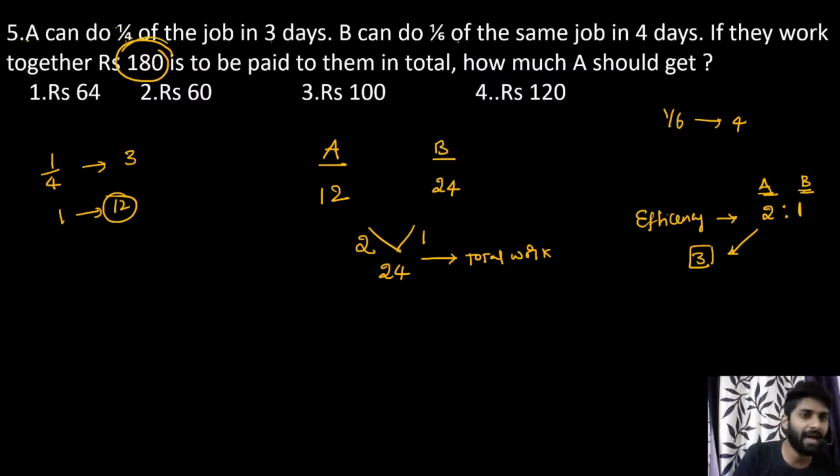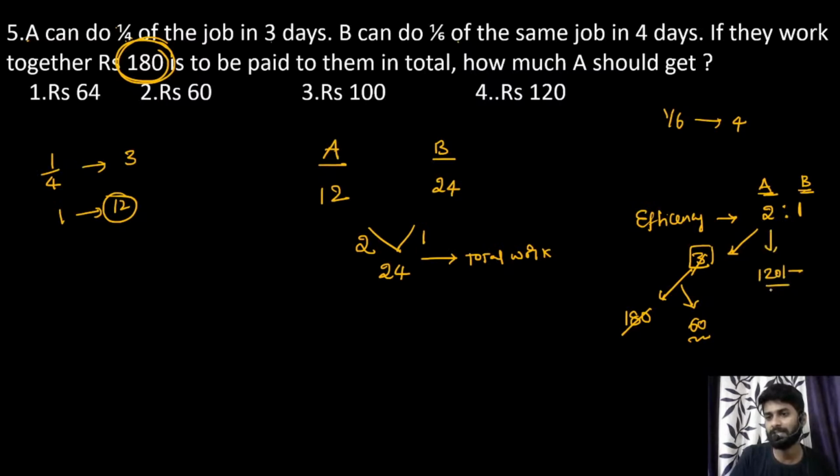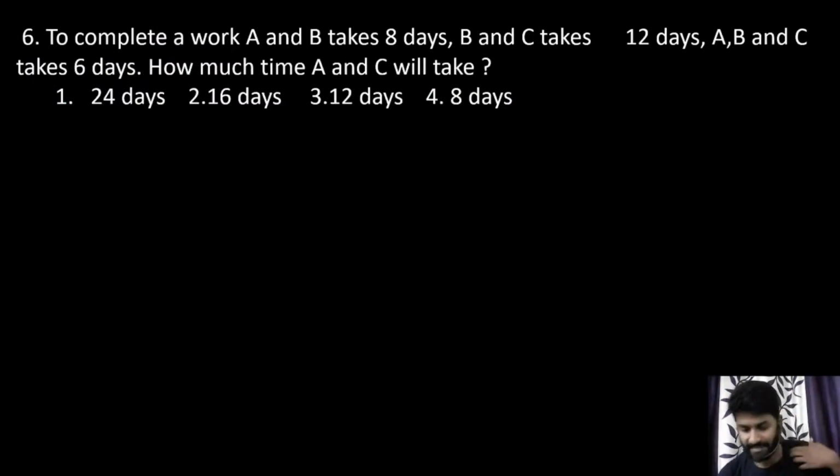But how much amount do I have? 180 rupees I have, guys. Now 3 becomes 180, so the original value of each part is equal to 60. So the value of each share of the distribution is 60. Now A gets 2 times 60, which is exactly 120 rupees. B gets 1 unit, which is 60 rupees. My question: how much should A get? 120 rupees, guys.